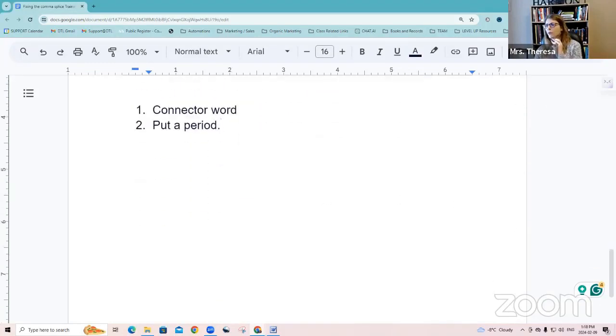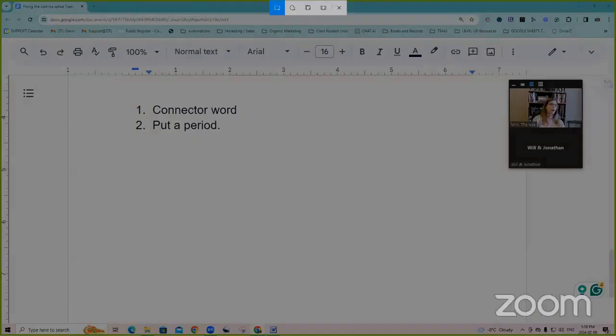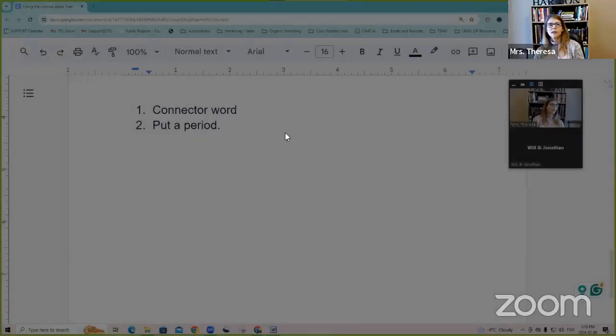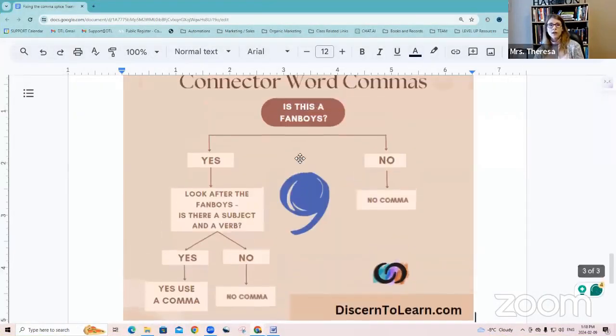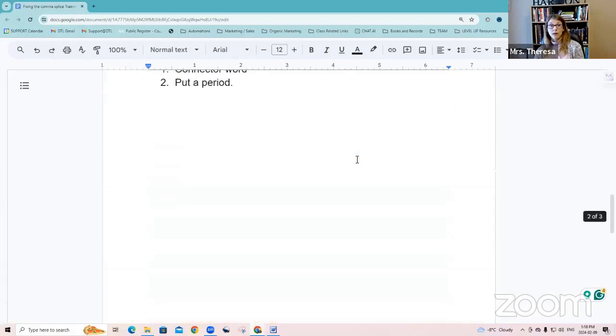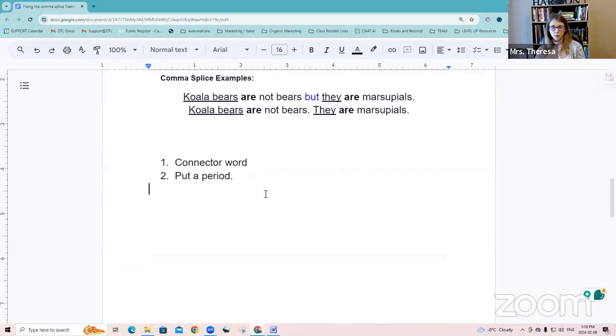Have you ever heard of the fanboys words? No, I haven't. Okay, some people call them fanboys, some people call them boy fans. And I'm just going to put a graphic here to help us to know when we need a comma and when we do not need a comma. So first of all, the first question we ask is, is it a fanboys? So let's talk about fanboys. I call them fanboys, and it's an acronym. The words are for, and, nor, but, or, yet.